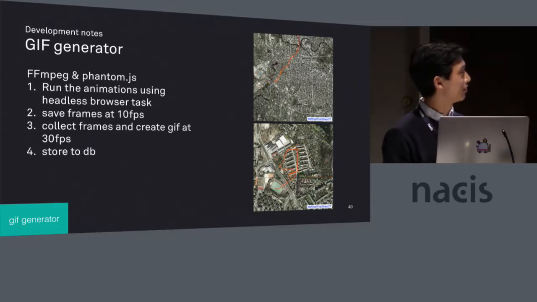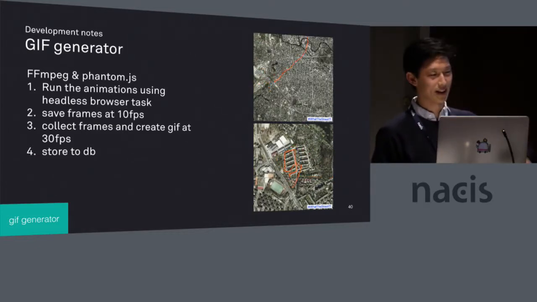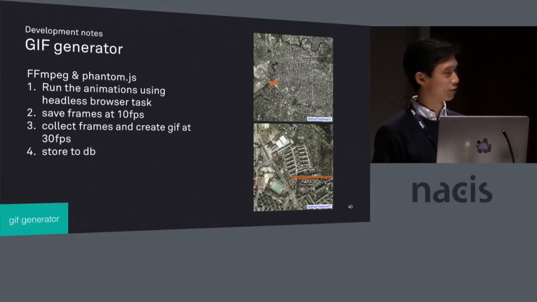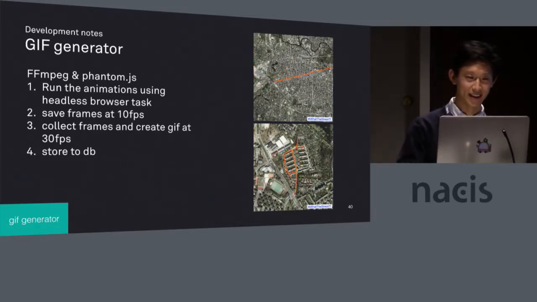We included this GIF generator. Basically, we use FFmpeg and PhantomJS, which is a headless browser tool, which allowed us to interface with Mapbox.js and create these GIFs. And you can read about it online a bit later.